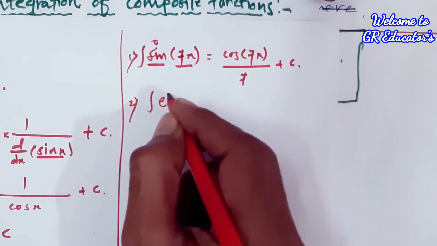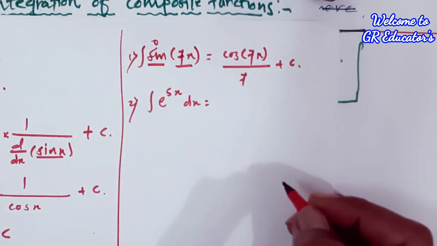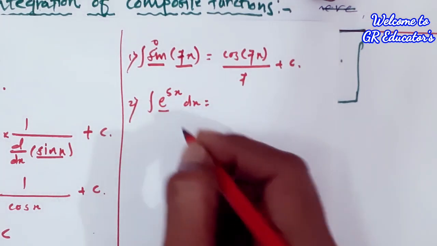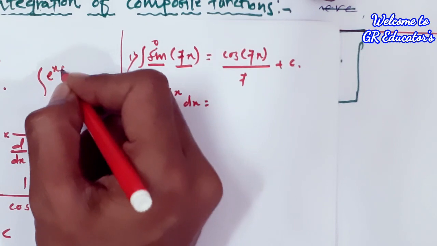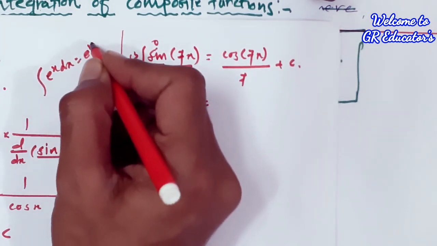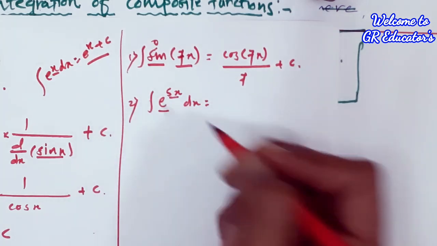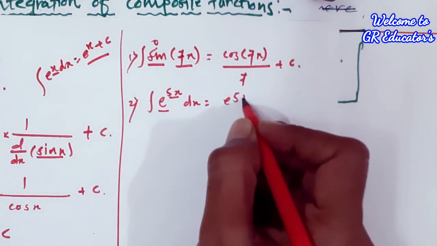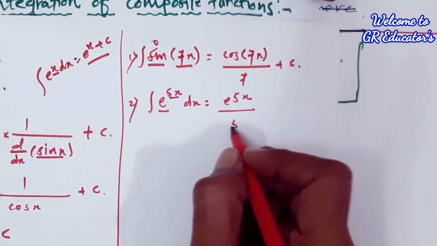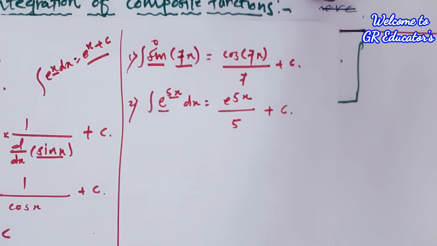integration of e raised to power 5x dx. Remember that you must first know the integration of e raised to power x. So e raised to power x dx is e raised to power x plus c. But in place of x, if some other function is there, then it is defined like this: e raised to power 5x divided by 5. So this is the way to define the function.